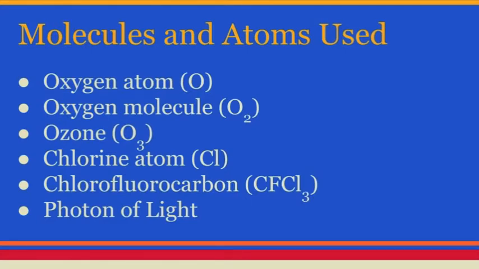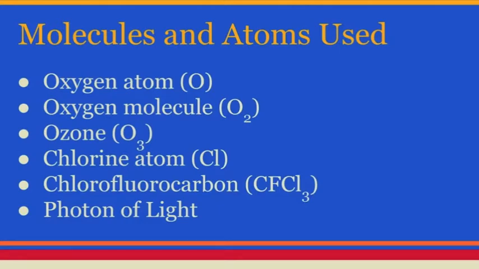A brief overview of the Chapman cycle is that oxygen molecules are split by higher frequency light into two oxygen atoms. Each oxygen atom then quickly combines with an oxygen molecule to form an ozone molecule. The ozone molecule formed absorbs radiation of the appropriate wavelength and becomes diatomic oxygen and oxygen atoms.